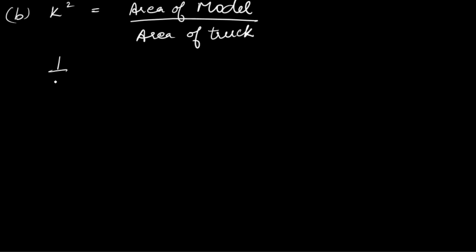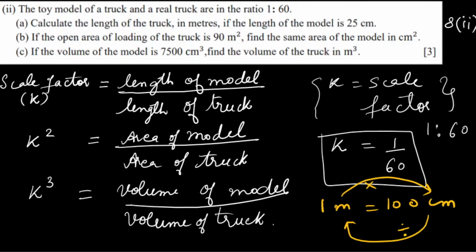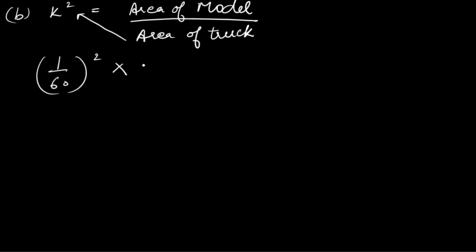So K square means 1 by 60 whole square. So the area of truck will shift to the other side as it is given to us. If we shift it to the other side, it will become multiplication. So the area of truck here is given to us as 90 meter square. It's equal to the area of model that we have to find. Area of model. Now in centimeter square we have to find.